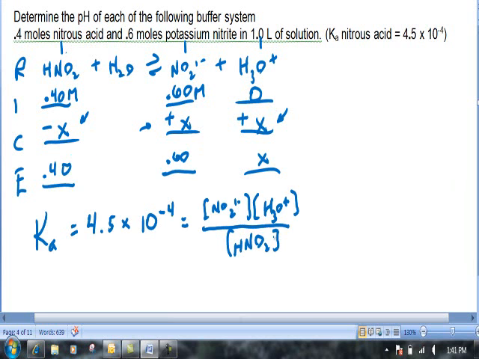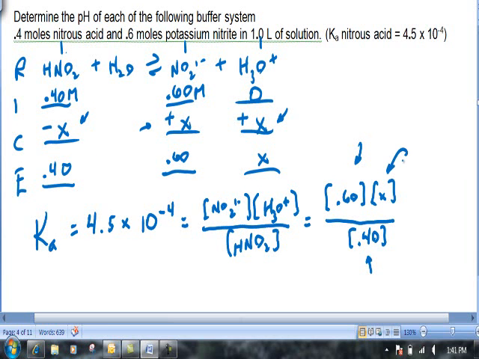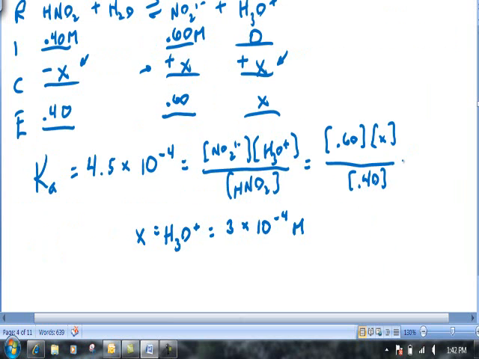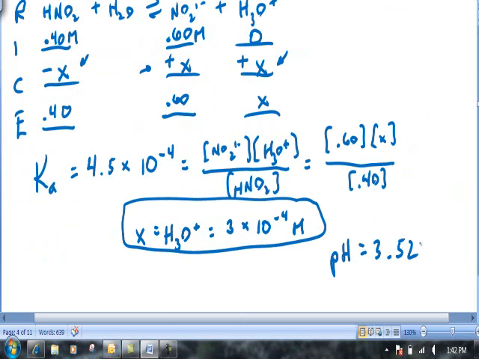We can set up our Ka expression. We can substitute in our values for our salt and for our acid, and when we solve for X, that'll give us the hydronium concentration. Our hydronium concentration comes out to be 3 times 10 to the negative 5th molar, giving us a pH for this buffer system of 3.52.